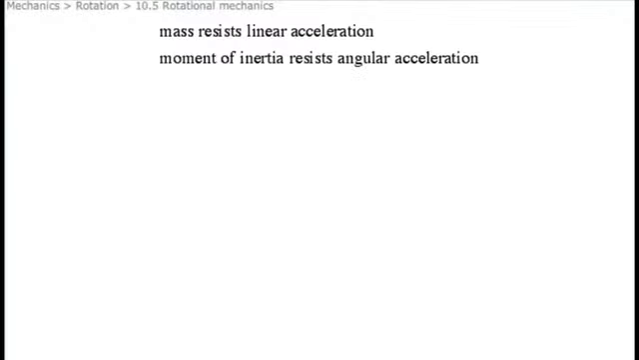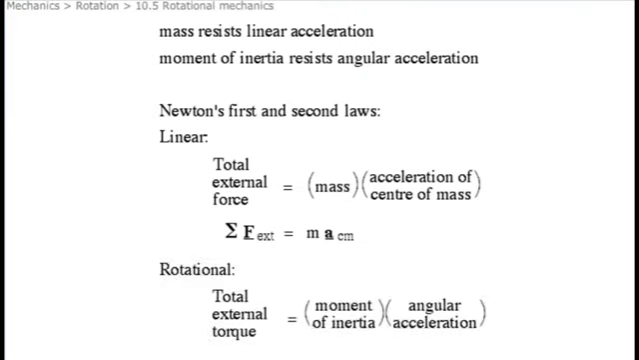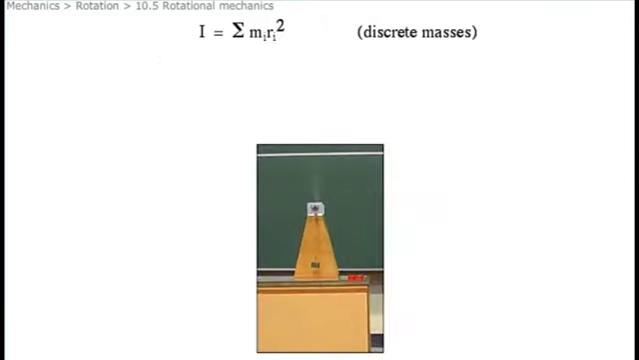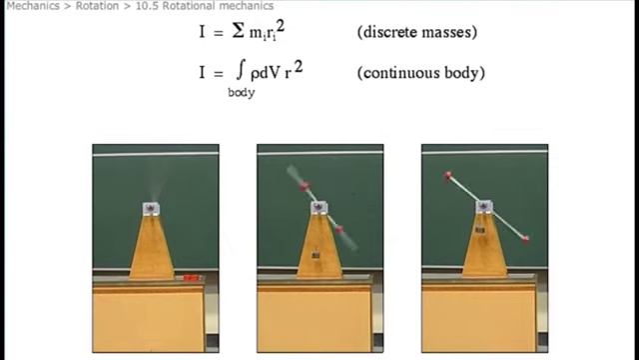We saw that moment of inertia I is analogous to mass. Mass resists linear acceleration, and moment of inertia resists angular acceleration. Newton's law for linear motion is total external force equals mass times the acceleration of the centre of mass. For rotation, Newton's law becomes total external torque equals moment of inertia times angular acceleration. As we saw, I depends on the mass. All else equal, massive objects require more torque to get them spinning.